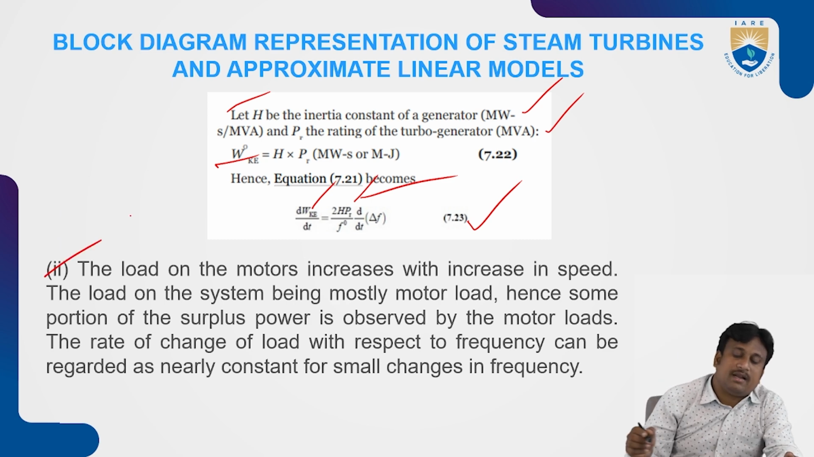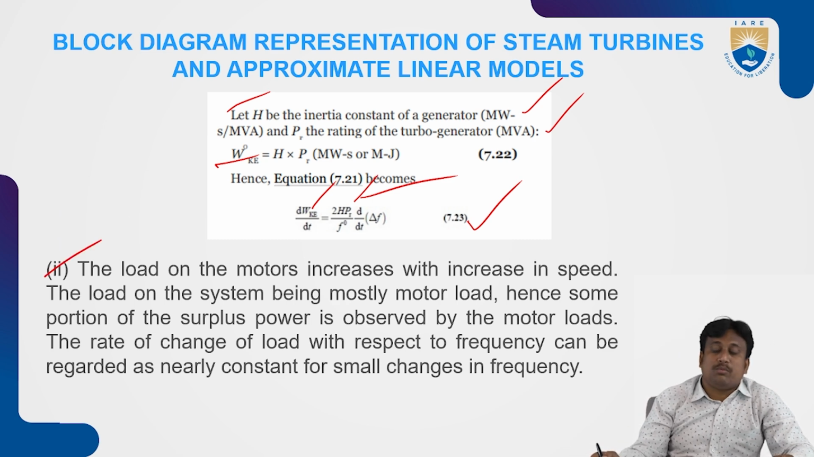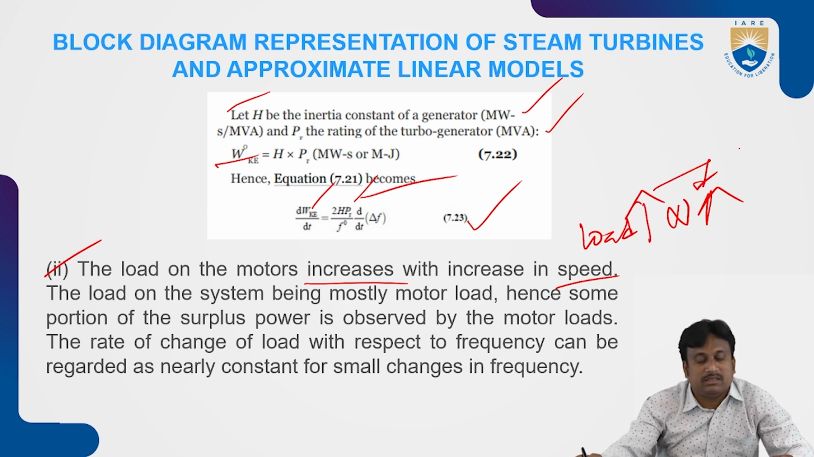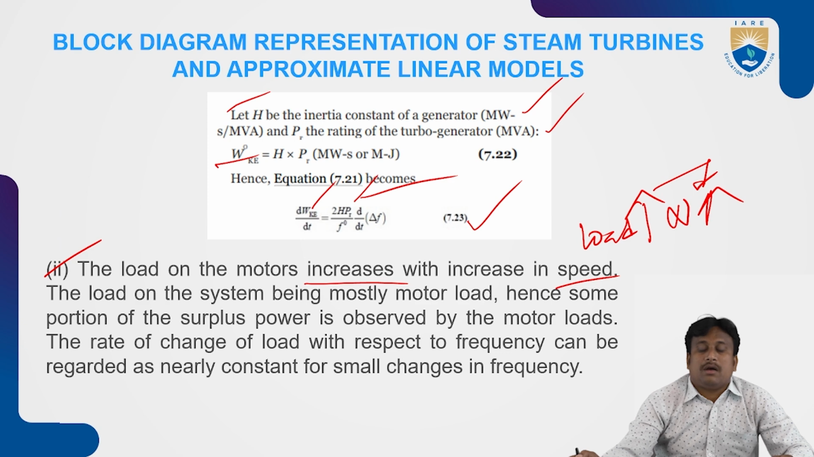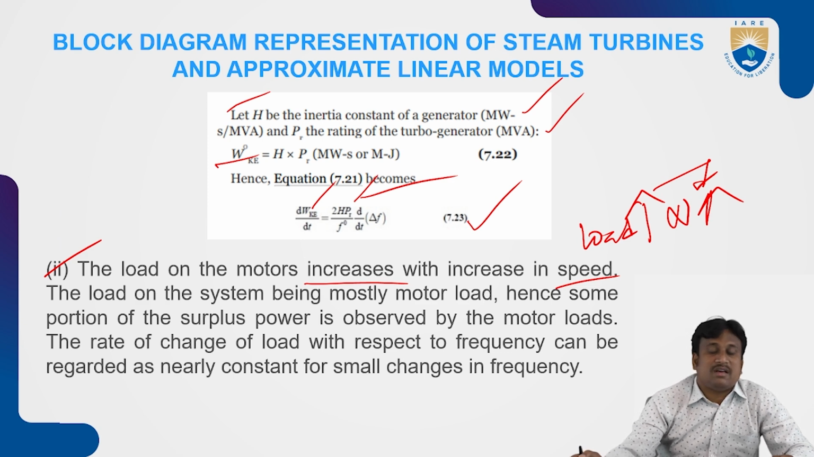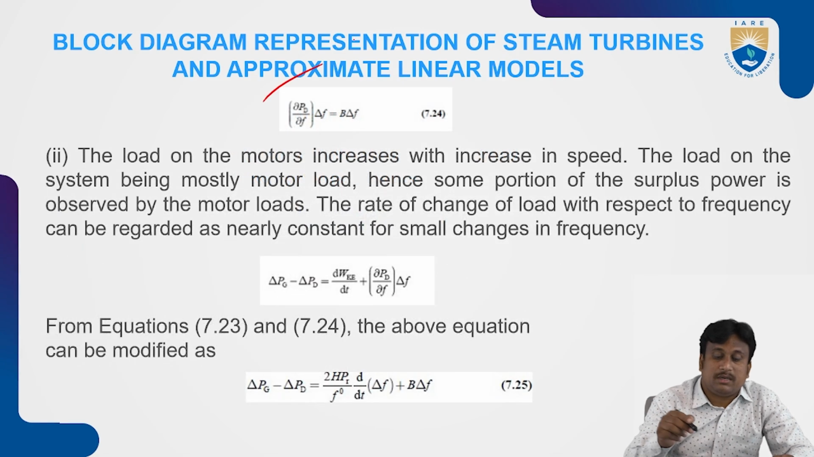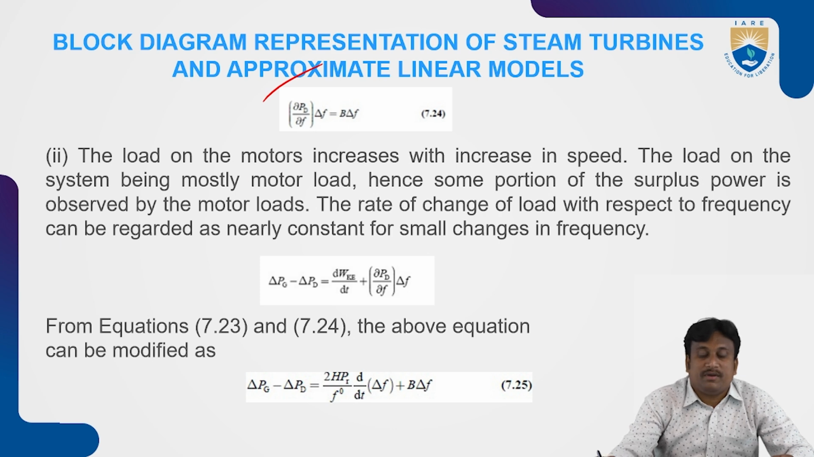So here the second condition represents that the load on the motors increases with the increase in speed. So load on the system being mostly motor load, some portion of the total power is absorbed by the motor load. So the rate of change of the load with respect to the frequency can be regarded as nearly constant for small changes in frequency.